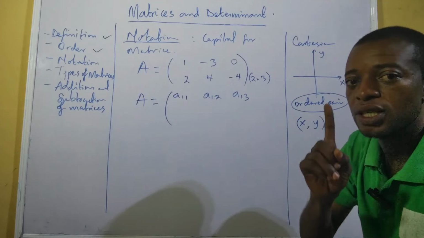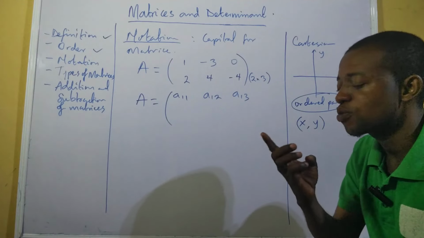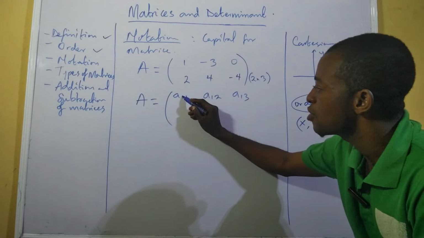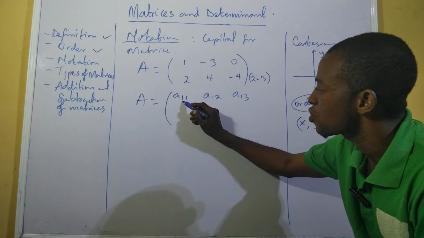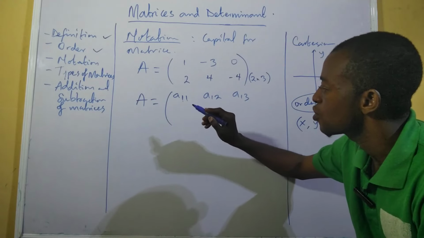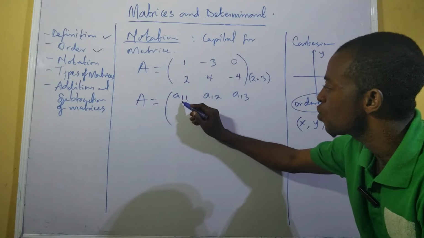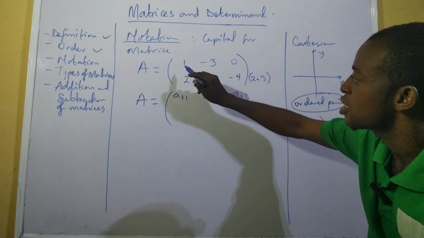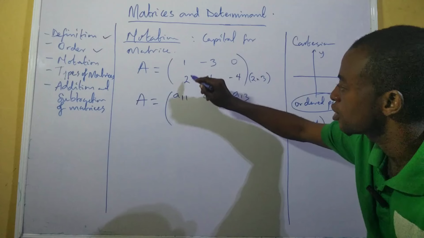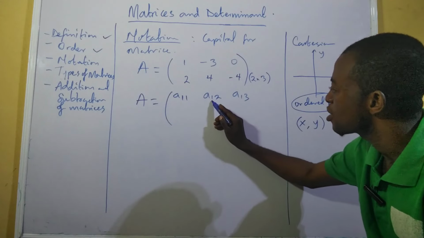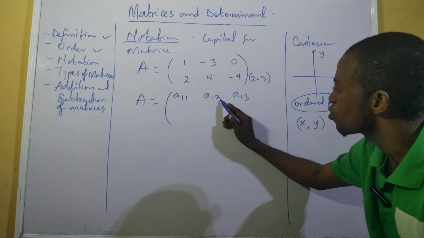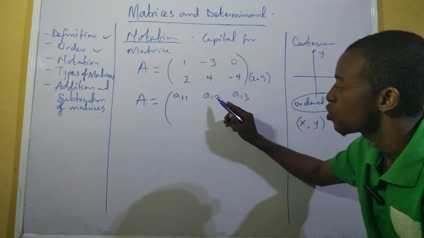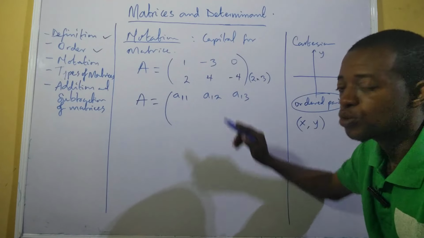We talk about order. Order in a matrix: we write the first number as the row, the second as the column. Now A11 means the first one is the row, the second one is the column. So it means the element in row 1, column 1. And A12 here means the element in row 1, column 2. This one stands for row, 2 here stands for column. So the element in row 1, column 2.